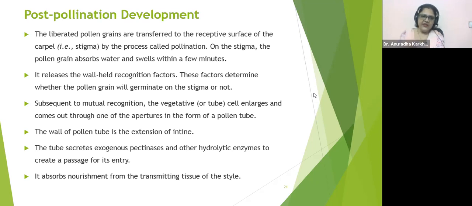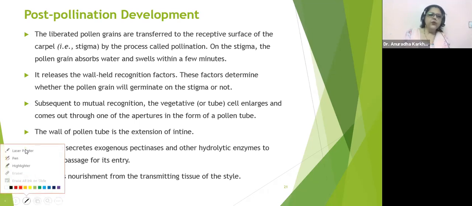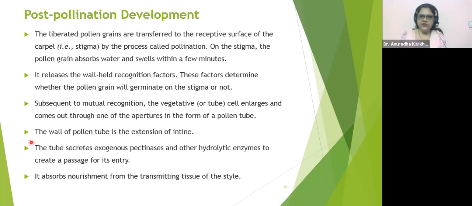Yes. So see, subsequent to mutual recognition, the vegetative cell or the tube cell enlarges and comes out through one of the apertures, that is the germ pores, in the form of the pollen tube. The wall of the pollen tube is nothing but the extension of the intine.